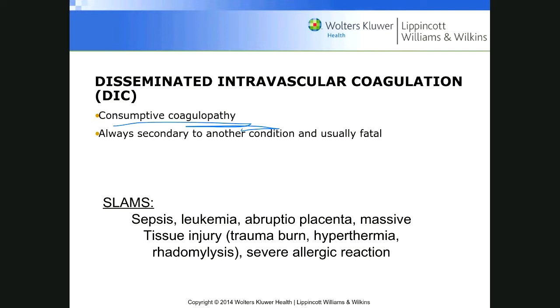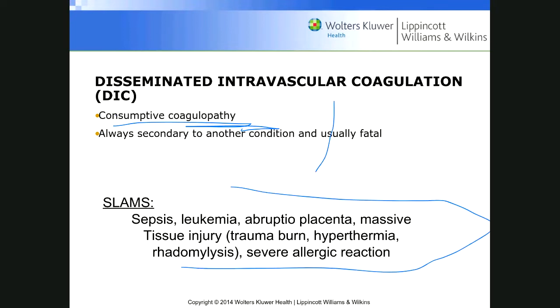That's the sequela from DIC. And then, of course, you're going to have a bleeding disorder, as well as destruction of red blood cells. And DIC is always secondary to something else, usually these things right here. Sepsis is very common too. A lot of bacterial infections and sepsis lead to DIC.